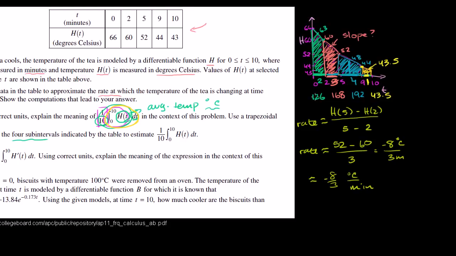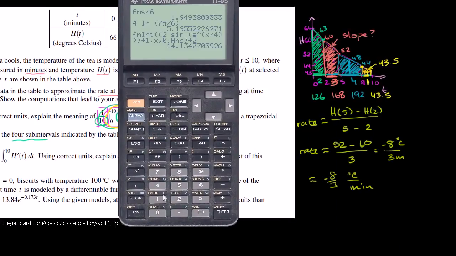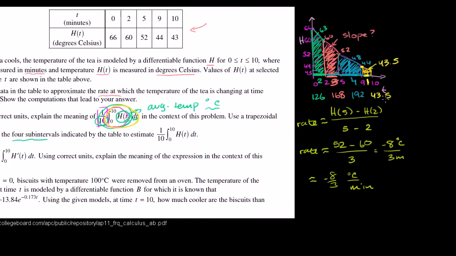And so if we add up the areas of all these trapezoids, we have a pretty good approximation for the definite integral. I'll just use the calculator for this part. So we have 126 plus 168 plus 192 plus 43.5 gives us 529.5.